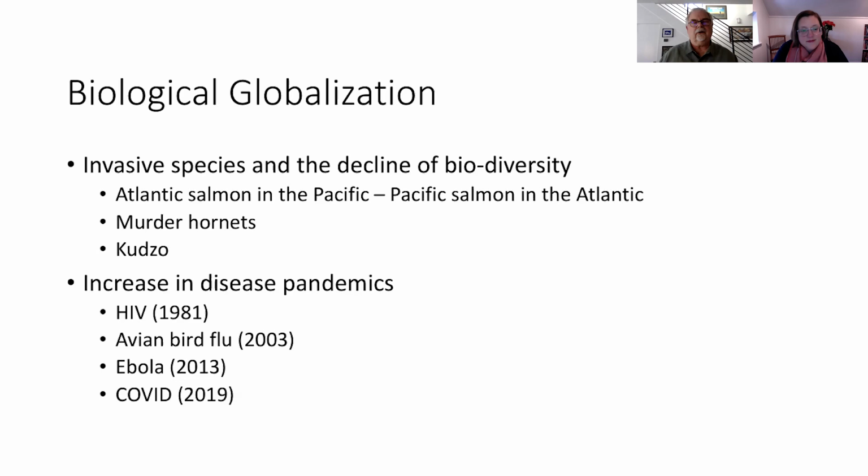We have Atlantic salmon that now swim in the Pacific because they escaped their fish farms. And we have Pacific salmon that now swim in the Atlantic because they also escaped their fish farms. And these salmon, if they hadn't escaped, would be flown to markets all over the world by aircraft. We have the infamous murder hornets, if you haven't read about those, which came from Asia, probably by aircraft, and are now in the northwestern United States.